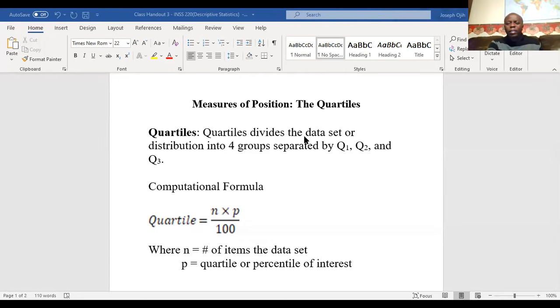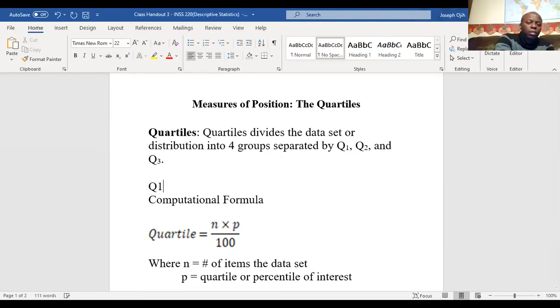Quartiles divide a data set or distribution into 4 groups that are separated by Q1, Q2, and Q3, where Q1 is the first quartile, Q2 is the second quartile, and Q3 is the third quartile. So the first quartile, Q1, is the first 25%, which is the same as the 25th percentile.